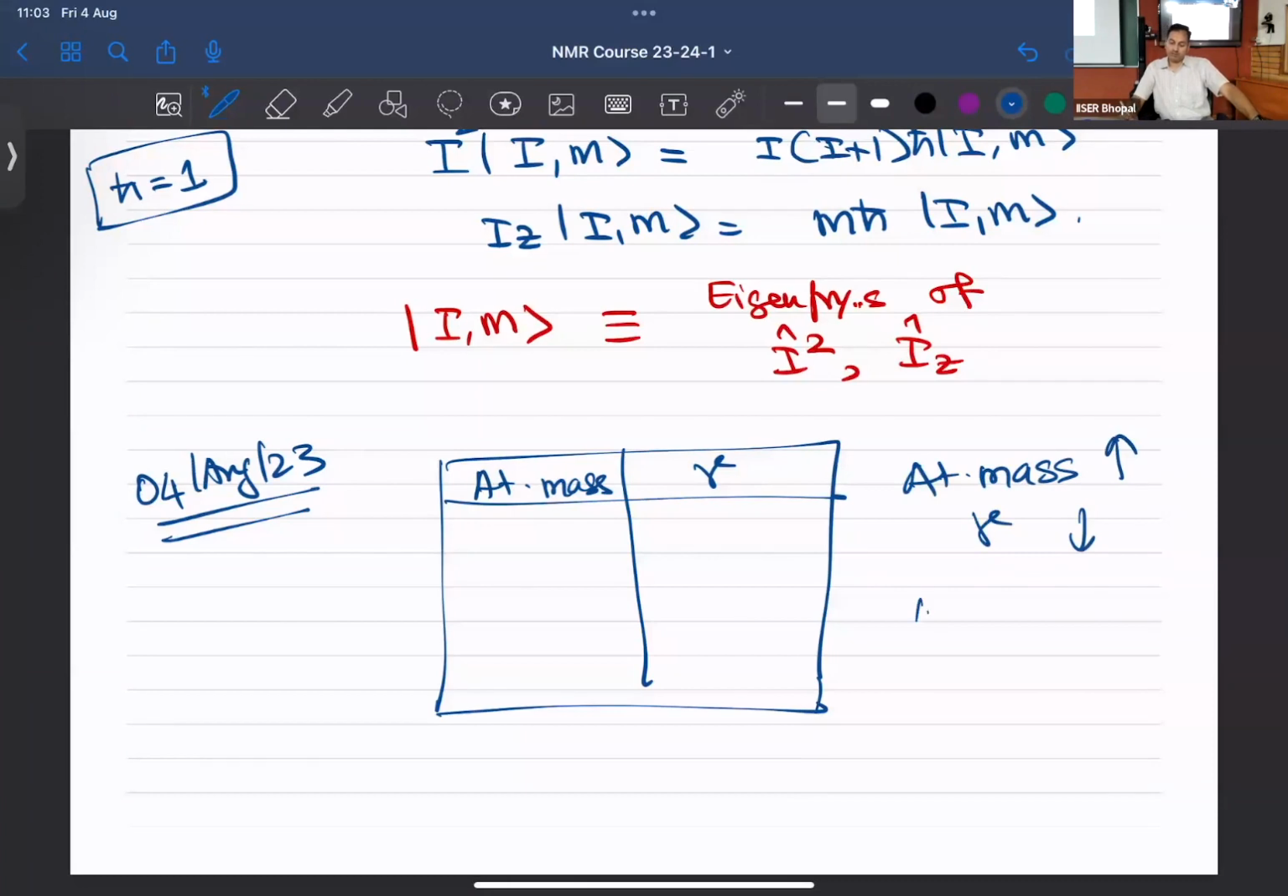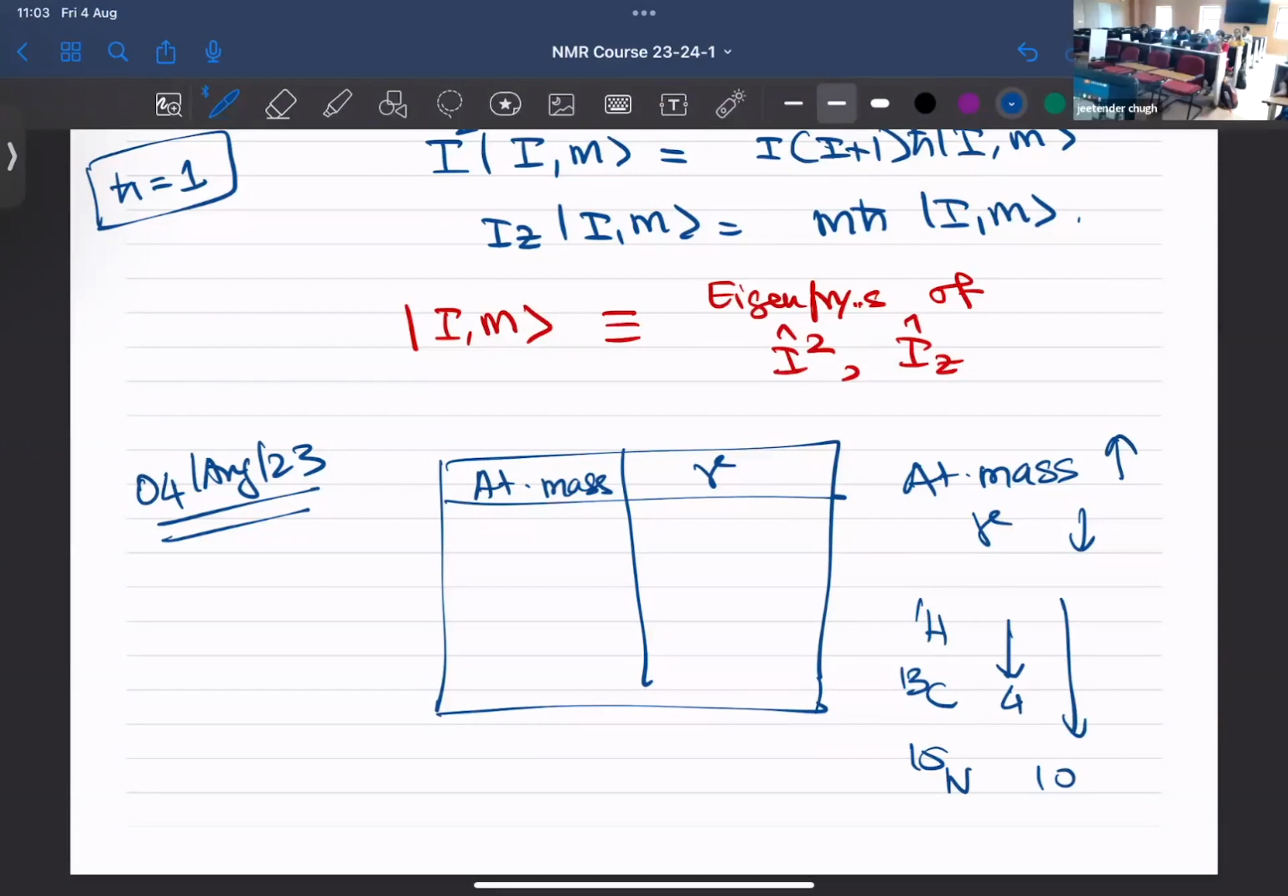You take proton, you take carbon, it's about 4 times lesser. You take nitrogen, it's about 10 times lesser. So his point is that as you keep increasing atomic mass, gyromagnetic ratio goes down. One person agrees. I see. Anybody who disagrees? One disagrees. May I know why you disagreed, if that's okay?